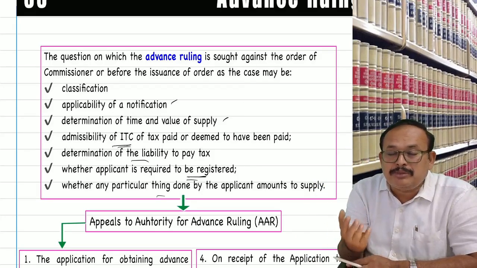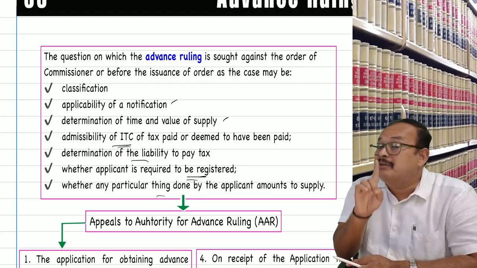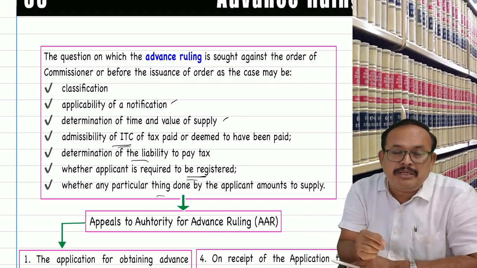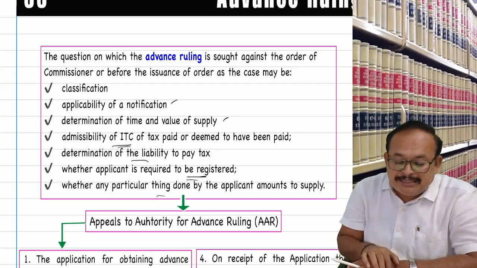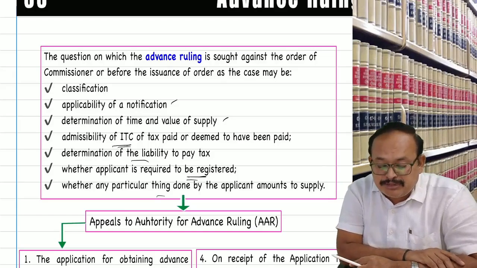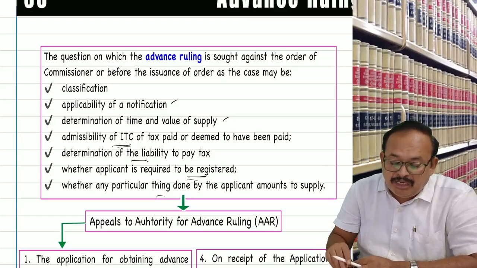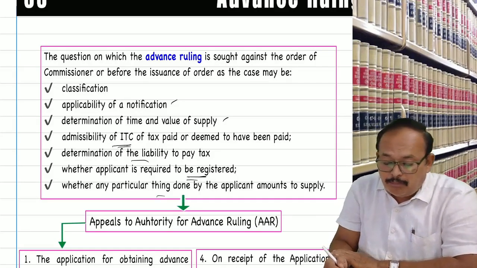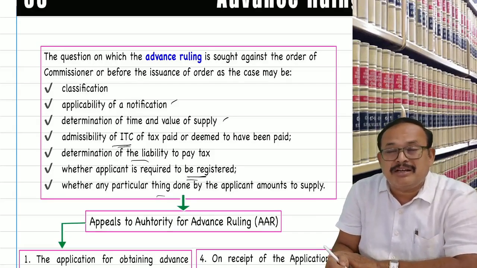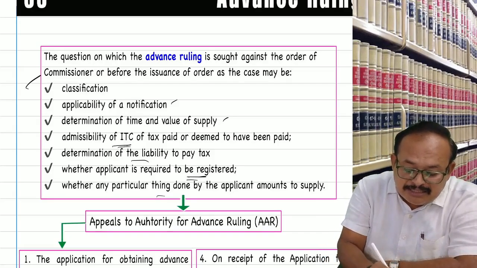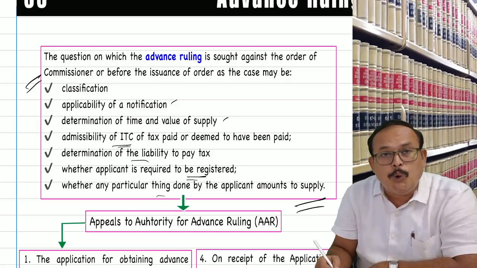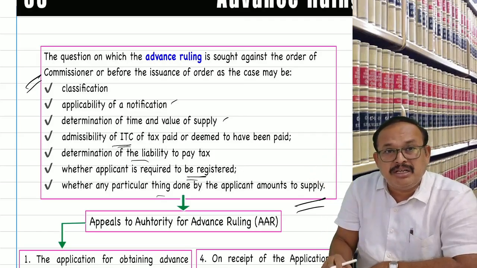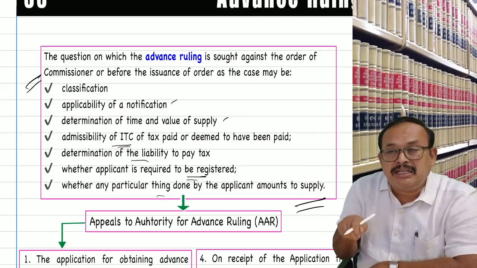Notification applicable or not applicable, time of supply, value of supply, but not place of supply. So time of supply, value of supply disputes, or ITC dispute, tax liability dispute, tax liability to pay the tax dispute, or to be registered, not to be registered dispute, or whether the activity amounts to supply or not. For these types of disputes alone, a taxpayer, maybe a registered person or unregistered person, can go for appeal to AAR.